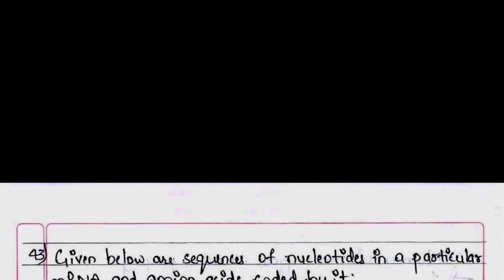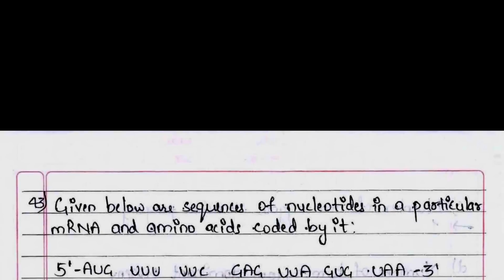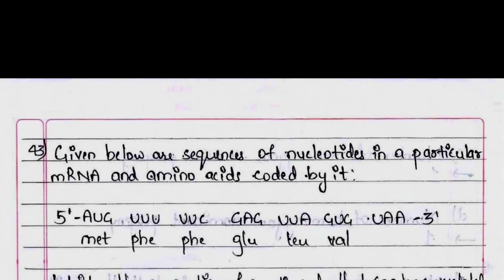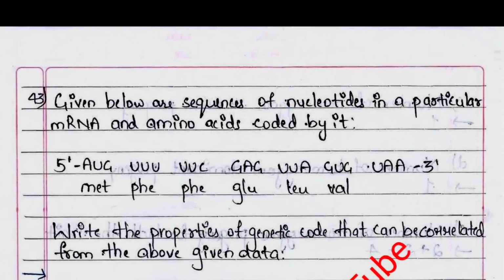43. Given below is a sequence of nucleotides in a particular mRNA and the amino acids coded by it. Write the properties of the genetic code that can be deduced from the above given data, and the answer is below.